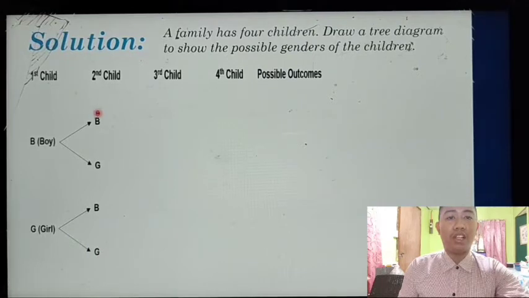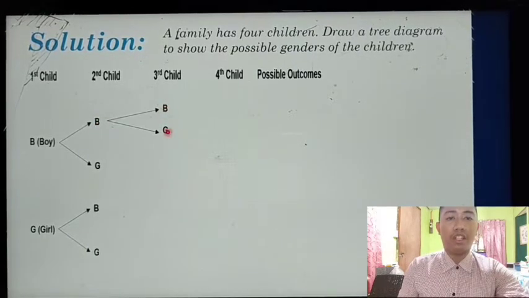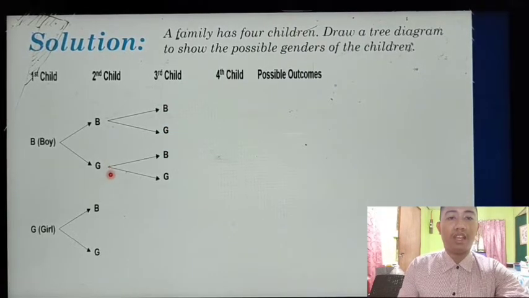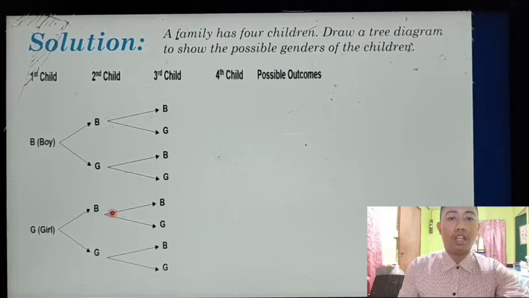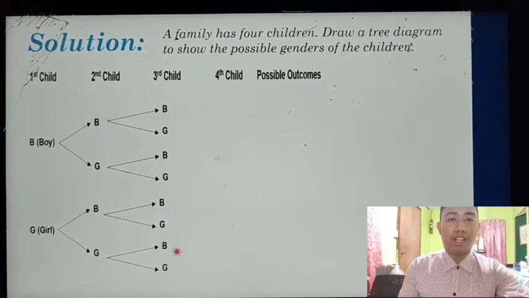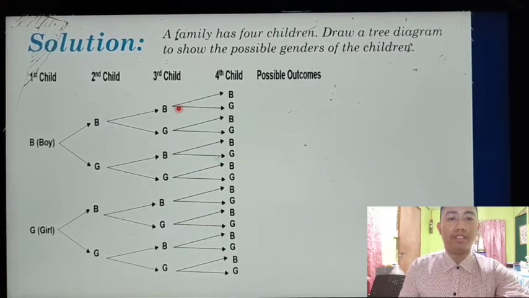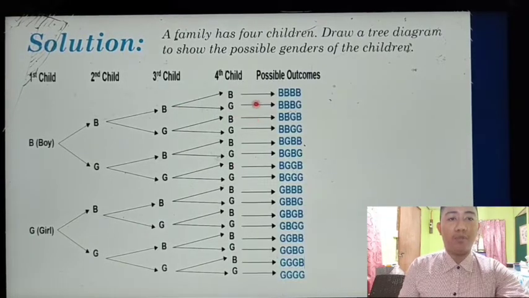For the second child, after a boy, it could be a boy or a girl also. The third child is the same as with the second child. Of course, these are all the outcomes. So there are 8 outcomes at the third child, and it repeats until the fourth child. The possible outcomes are the following.